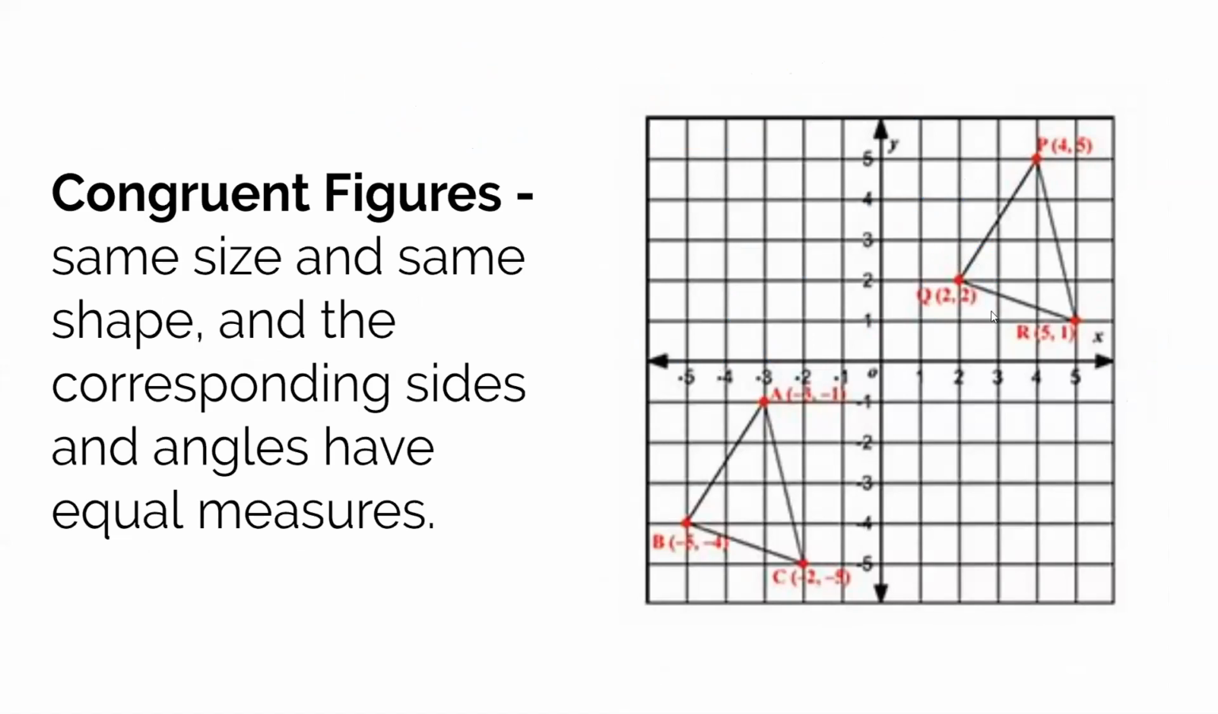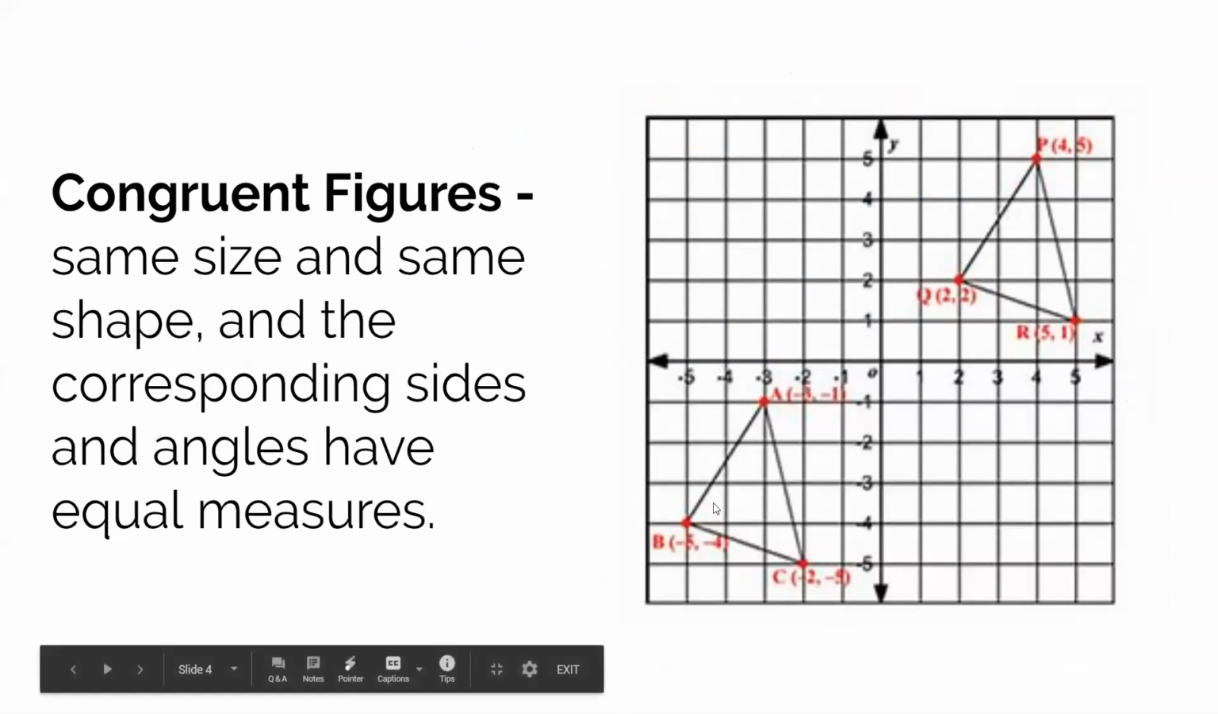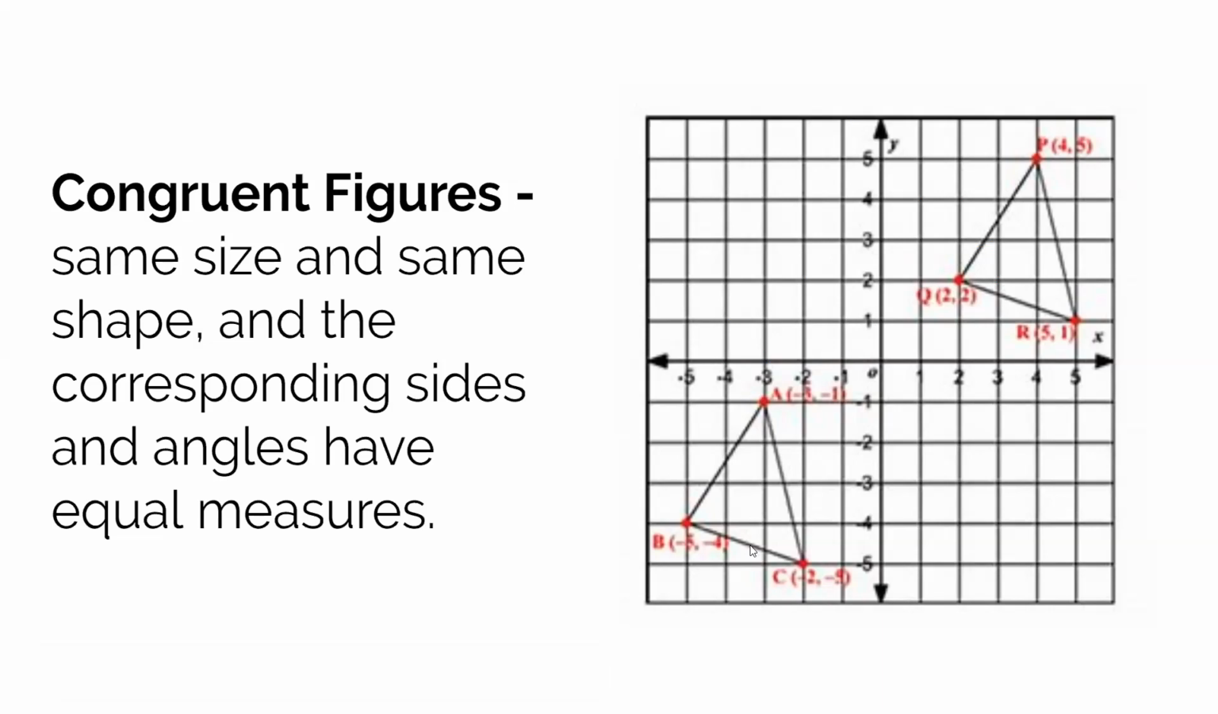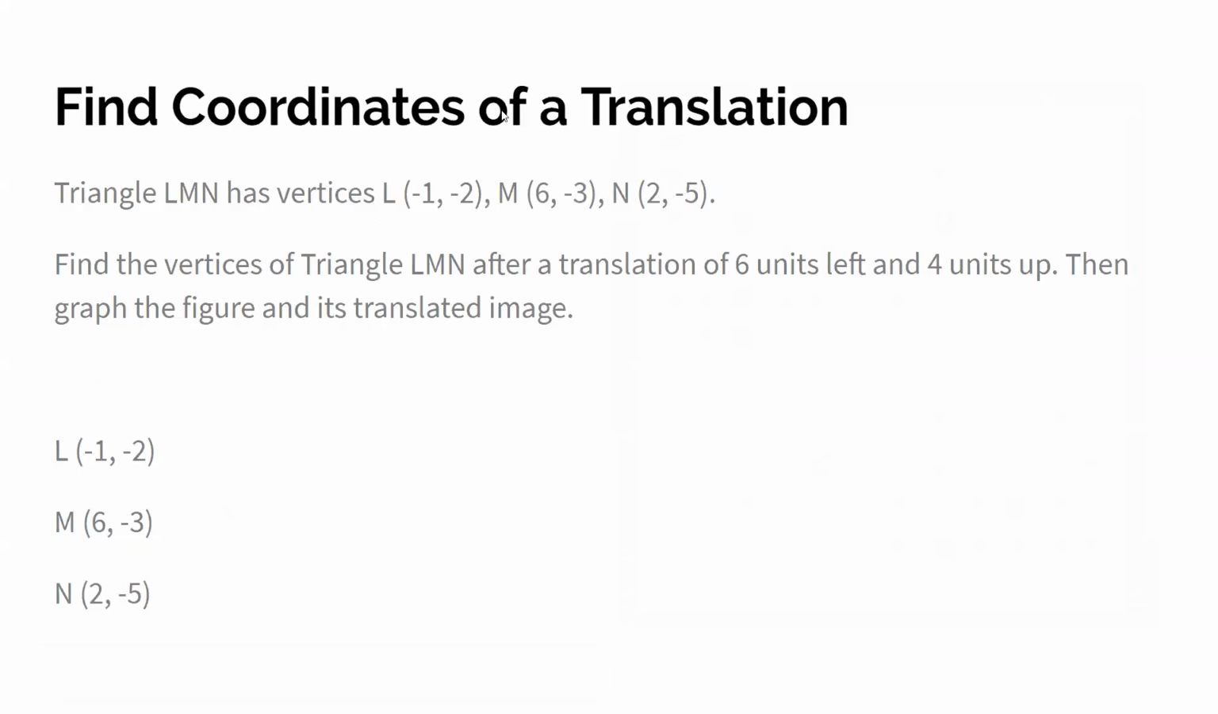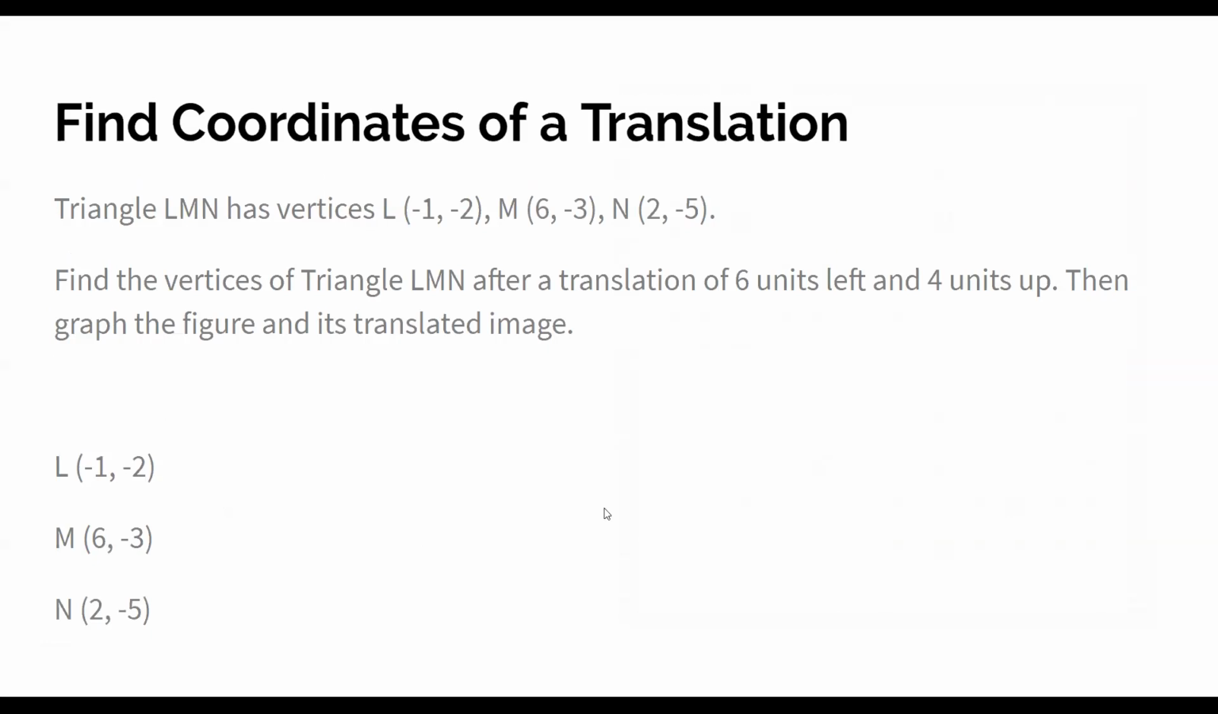So if I were to find the area or the perimeter or anything of this triangle, it would be the same exact of this triangle because they are the same. You didn't make it bigger, you didn't make it smaller, you just moved it on the graph. So looking at this, this is not graphing, it's just asking you to find the coordinates.